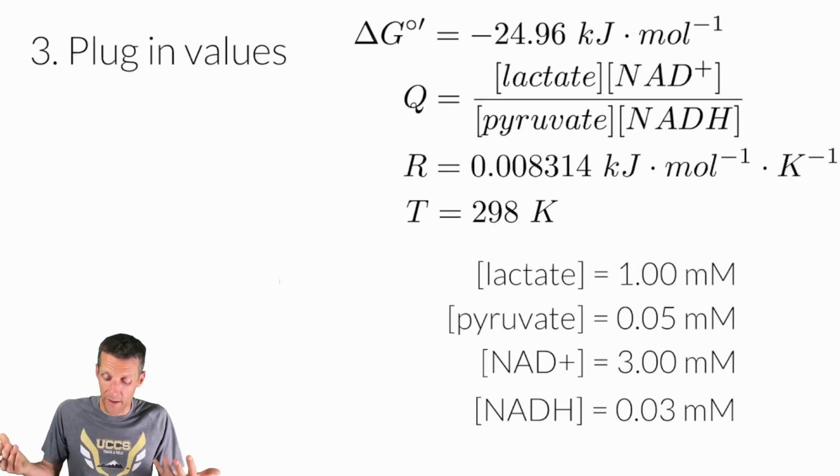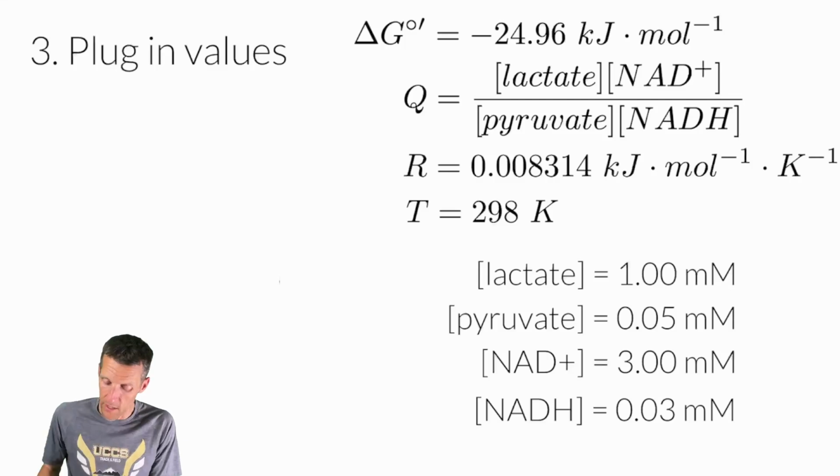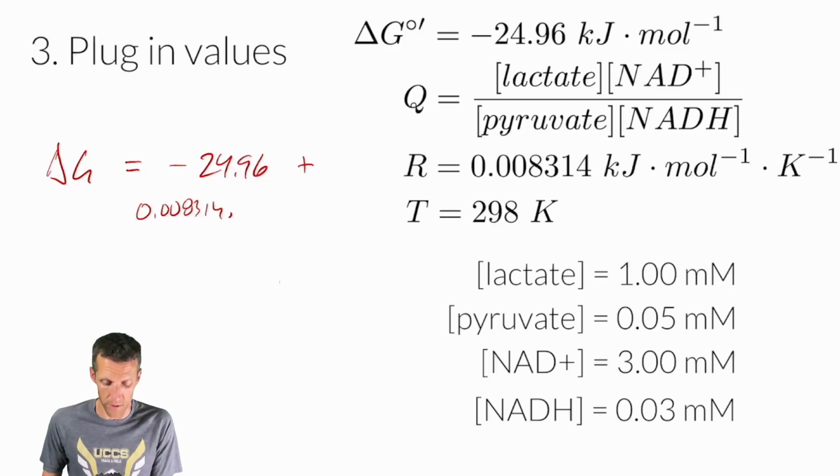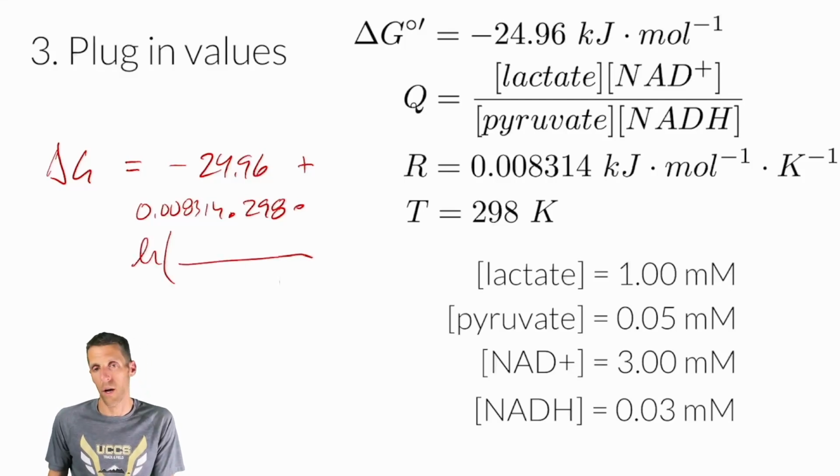And then we plug in values, right? So we've got all these things here. And I'm actually going to write it out in the interest of really making sure we're all on the same page here. So delta G equals minus 24.96, that's in kilojoules per mole, plus R, 0.008314. And I've defined my temperature here. We're doing this calculation at 298 Kelvin, times the natural log of the concentrations in Q.